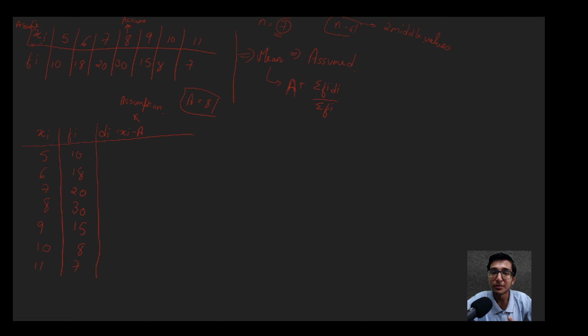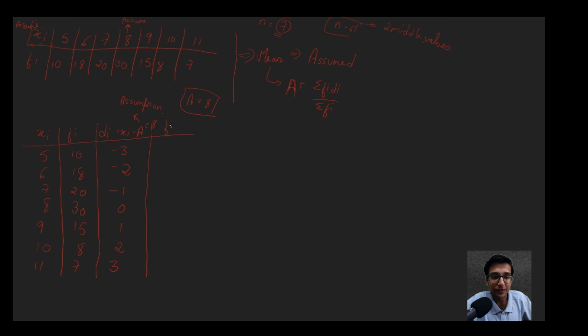So you can choose any of the 2 middle values if n is an even number, the number of data points is even, and try to choose the number in such a way that your subtraction becomes very easy, because you have to subtract it from xi here. So a is 8, we know a is equal to 8, so xi minus 8. We will do this for each and every corresponding value of x. 5 minus 8 would give us minus 3, minus 2, minus 1, 0. This would give us 1, 2 and 3. So we've got our di.